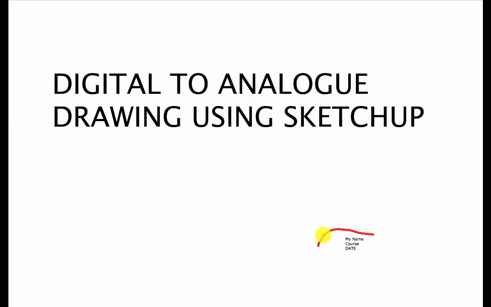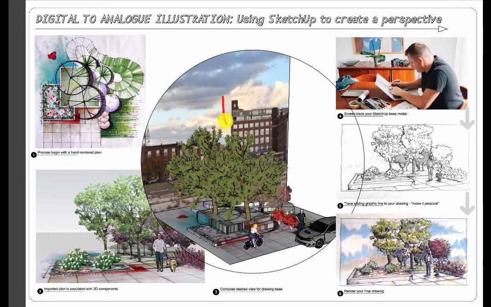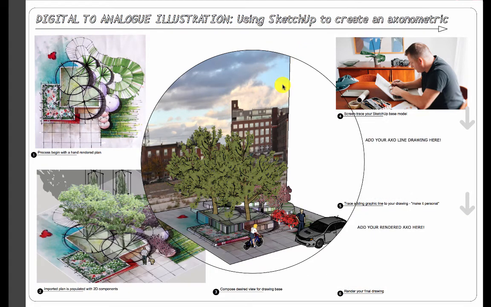So I've got a cover page with my name, the course and the date, and an appropriate title. I've got a table of contents with all my pages in there. I've got my first page, which is perspective, and a second page, which is an axonometric, and you will have replaced these images, so they won't be the same as on the other one.